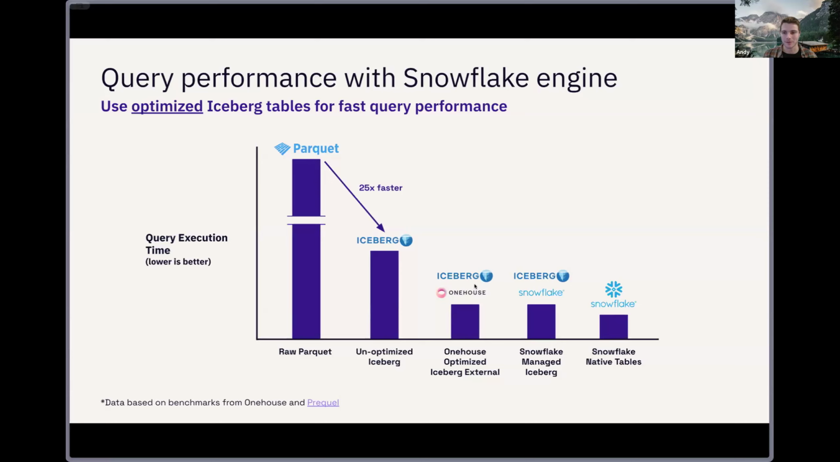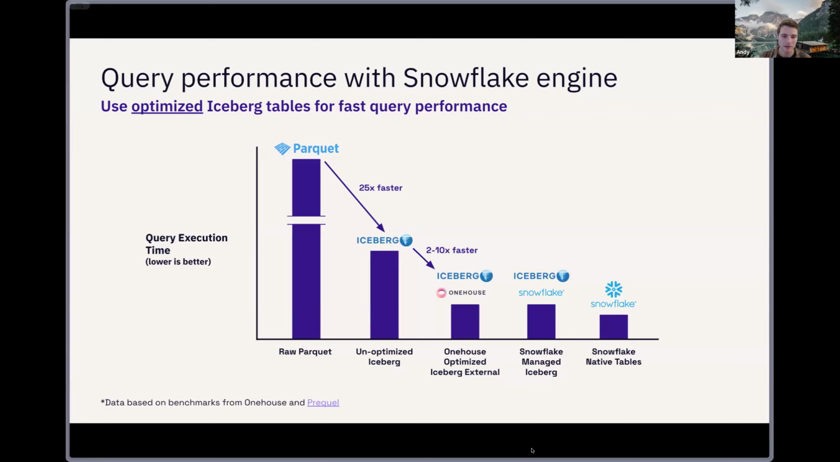25x improvement in query performance. So the key here is that you want to then optimize those tables because you're missing out on a lot of potential performance gains if those are unoptimized. So this means things like clustering and running table services on those Iceberg tables to improve the query performance. When you do that, you can actually get 2 to 10x performance improvements.